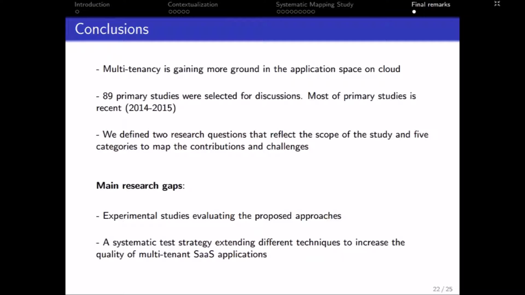Many studies have been conducted in the multi-tenancy context. Most of the selected primary studies are recent. 89 primary studies were selected for discussion. We have defined 2 research questions that reflect the scope of the study and 5 categories to map the contributions and challenges. This mapping study also points out the need for experimental studies evaluating the proposed approaches and systematic test strategies, extending different techniques to increase the quality of these applications.